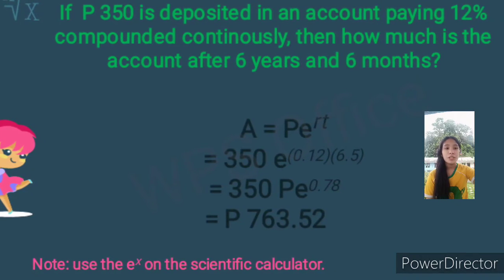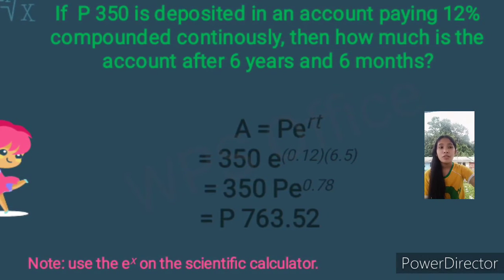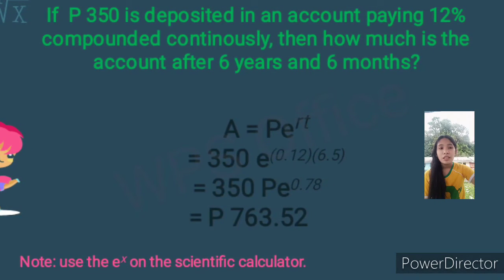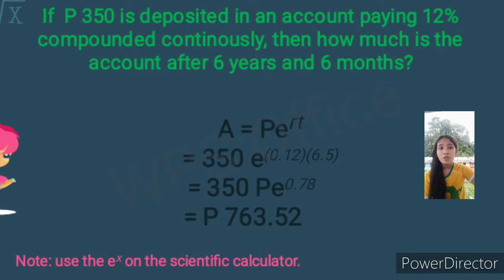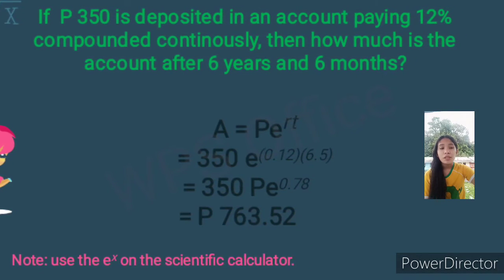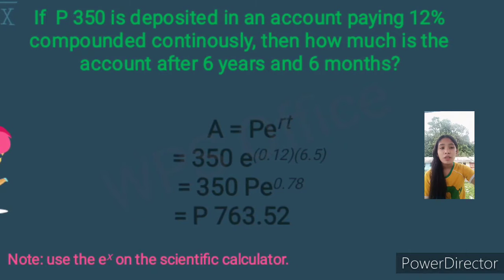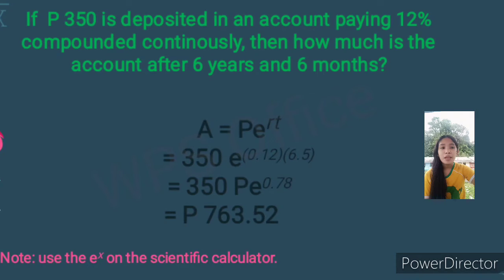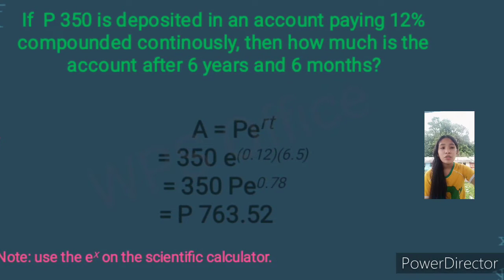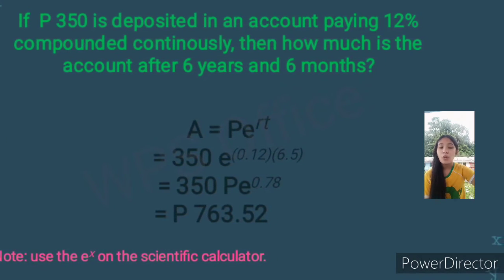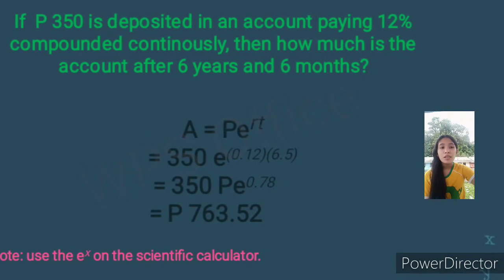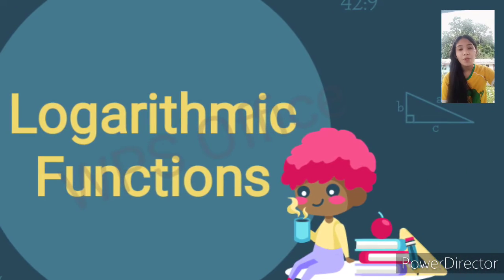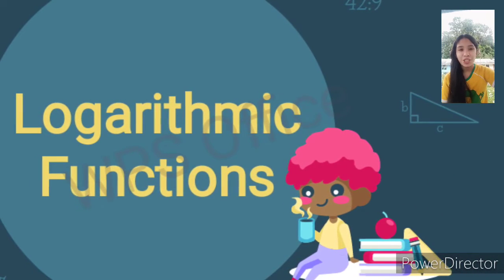So, the solution is A = Pe^(rt). In this case, we should use a scientific calculator. It is equal to 350 times e raised to 0.12 times 6.5. So, it is 350e^0.78, and it is equal to approximately 763 pesos and 52 centavos. The second type of function is the logarithmic function.